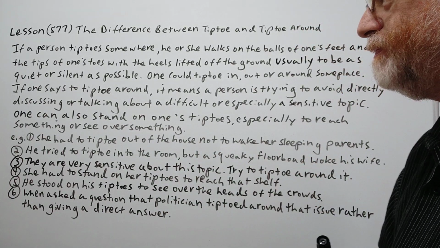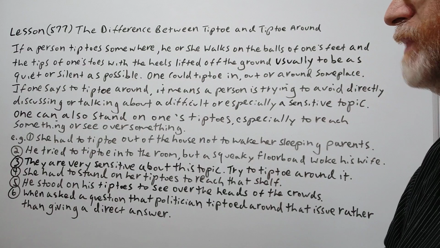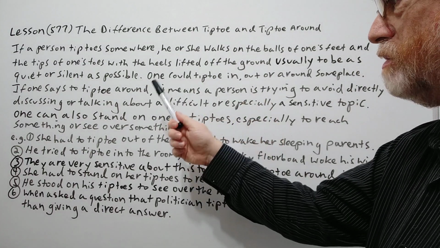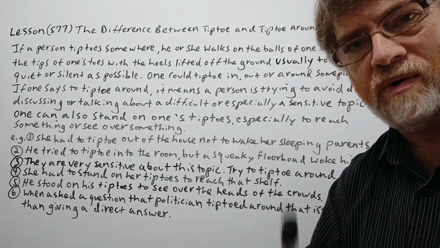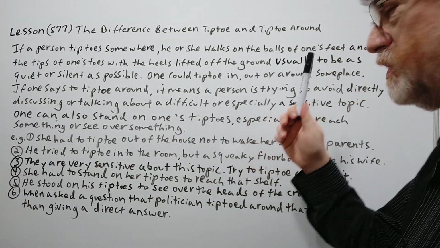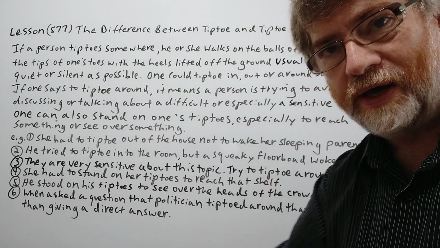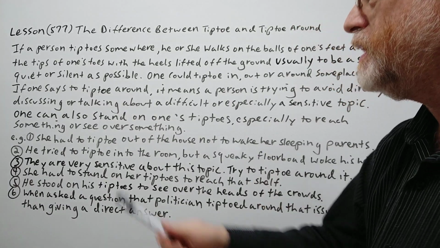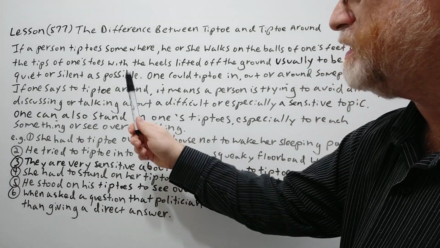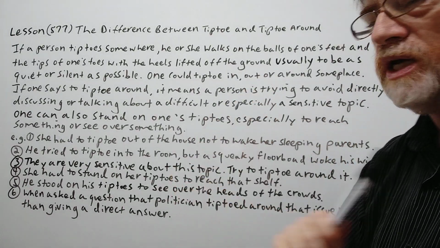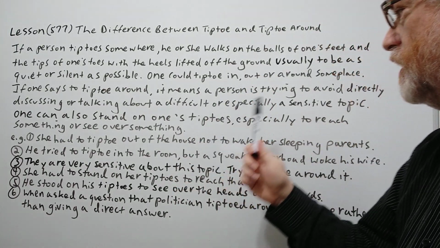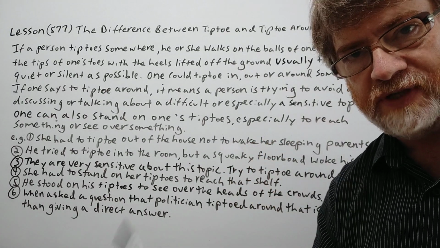All right, let's continue. Now, if one says to tiptoe around something, this is usually about a topic or a subject. Remember, the other one was physical, physically walking on your feet. This is not physical. So if someone says to tiptoe around, it means a person is trying to avoid directly discussing or talking about a difficult or especially a sensitive topic.